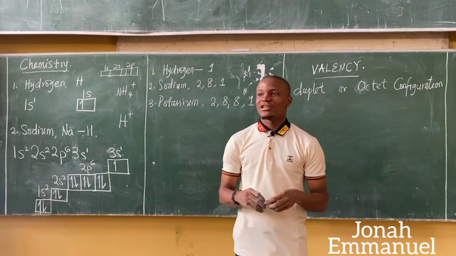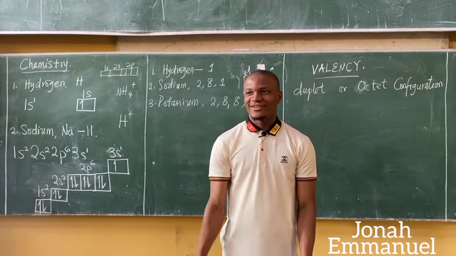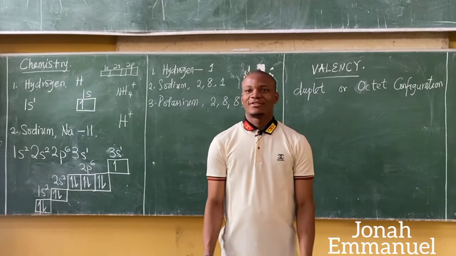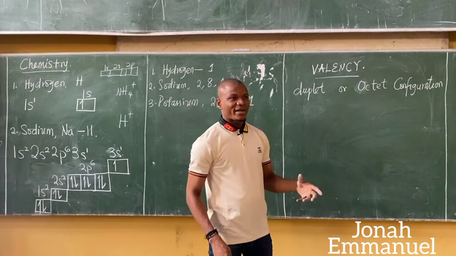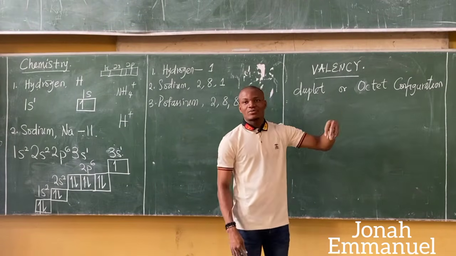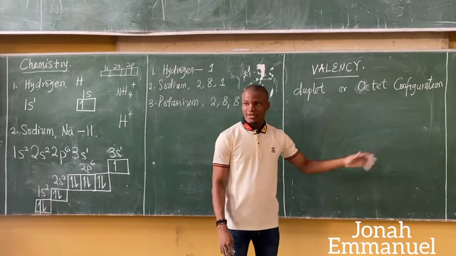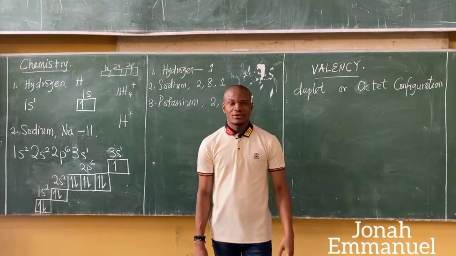So when we say noble gases are stable, why is it stable? I've told you the answer already. Why are noble gases stable? So this concept: stability of atoms is hinged on 2 things, either duplet or octet. So if it's 2, it's stable. If it's 8, it's still stable. Alright, so that's the concept.